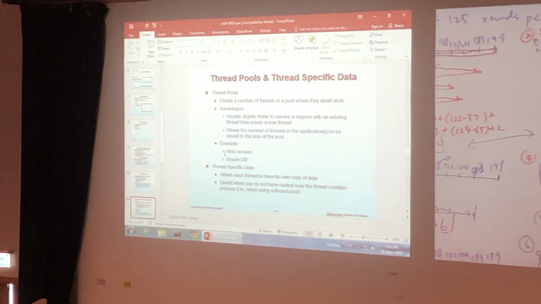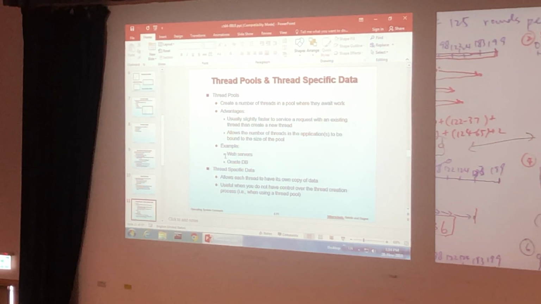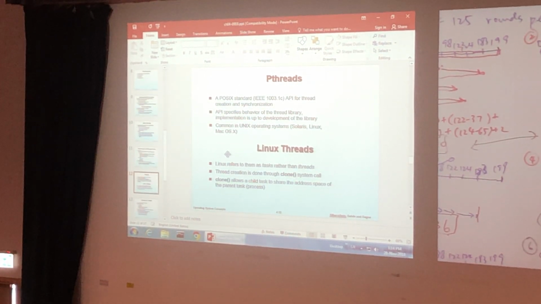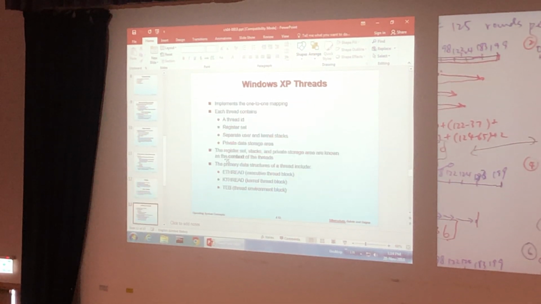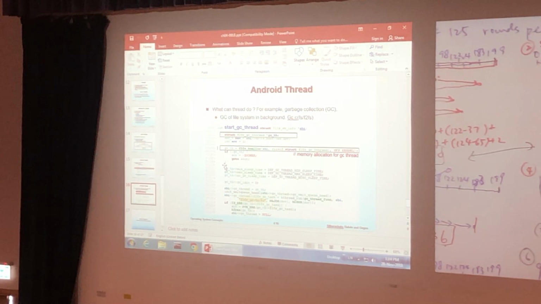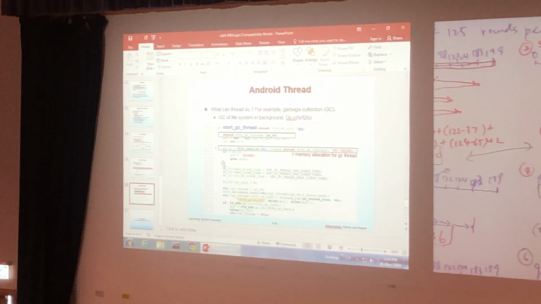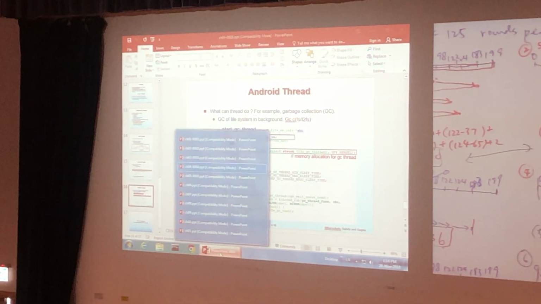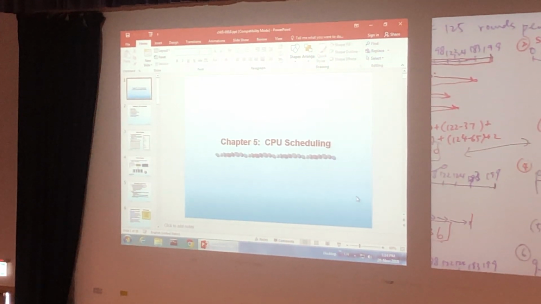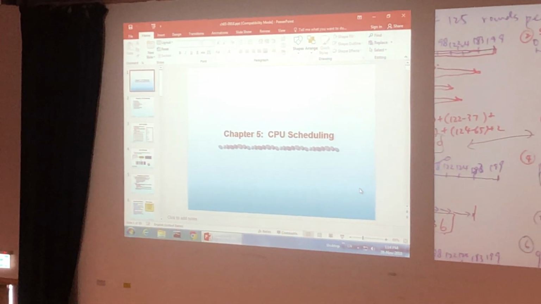What are the benefits of thread pool? Make sure you understand and make sure you remember for the future. Don't worry about pthread, Linux thread, Windows XP thread, Java thread, Android thread. All those are examples only, not for the exam. And then we move on to chapter 5.